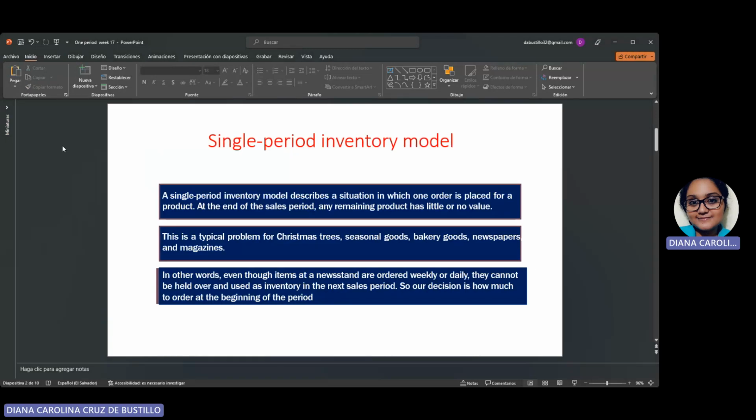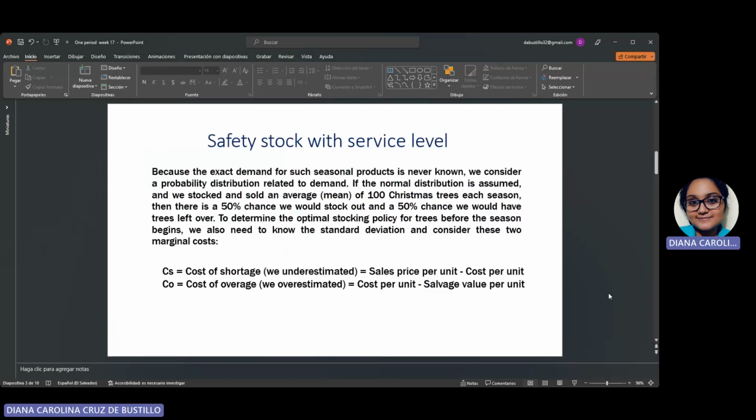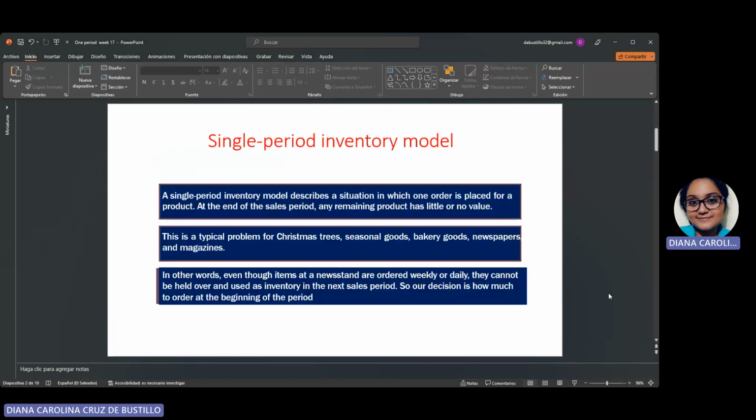Another key aspect is that, besides not being easy to sell the product after the season has passed, if you manage to sell it, you are not going to sell it at the same price. You will have to sell it at a lower price, which is called salvage value per unit. Salvage value per unit is the price at which you finally manage to sell the product after the main season of sale has passed. In Spanish, this is called valor de salvamento.